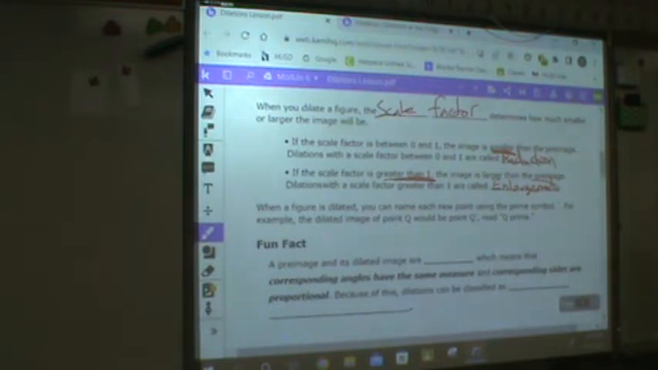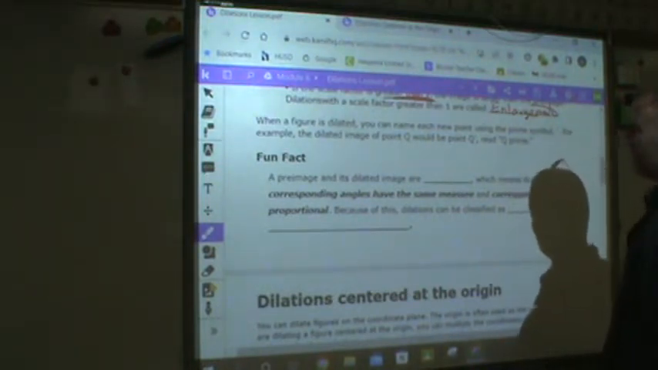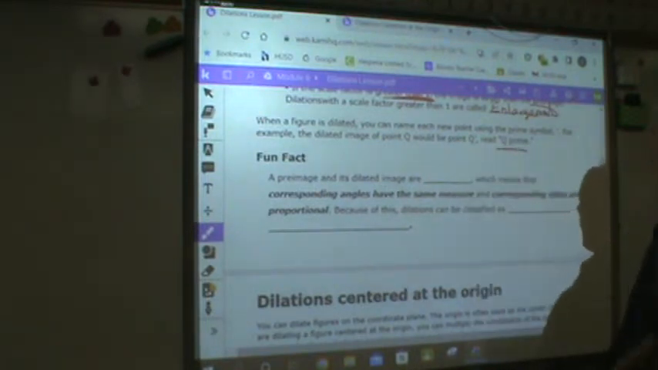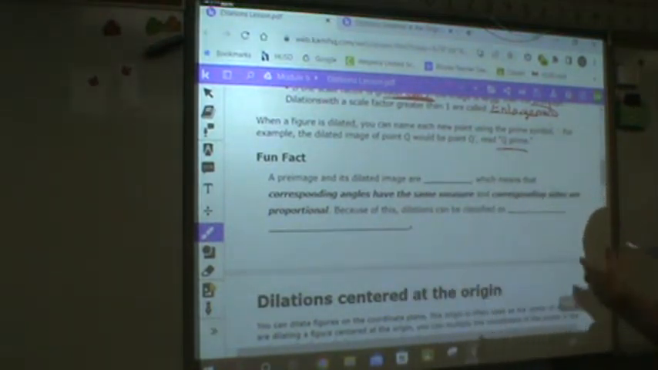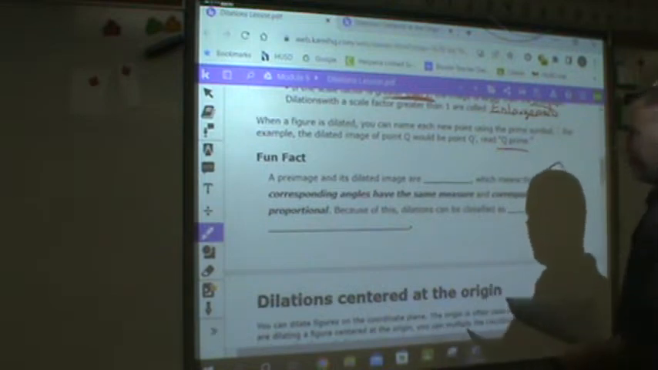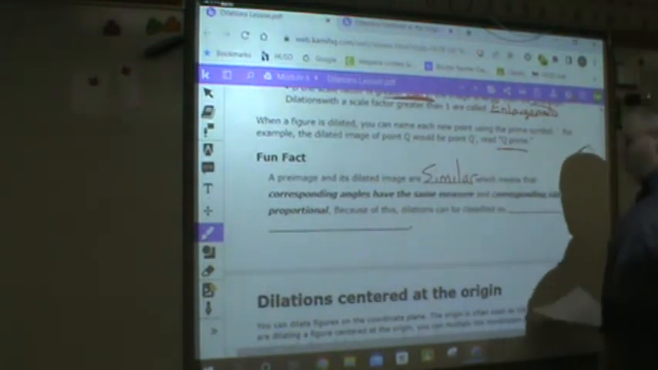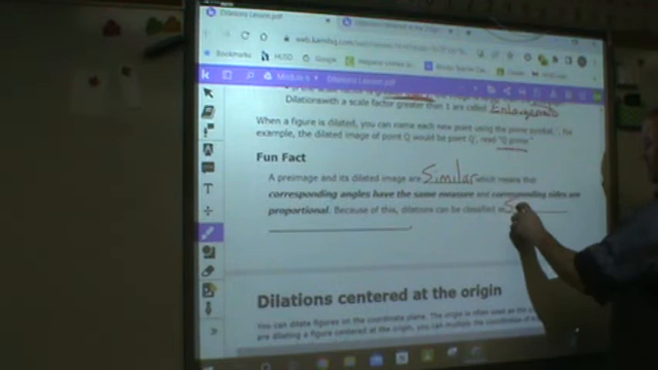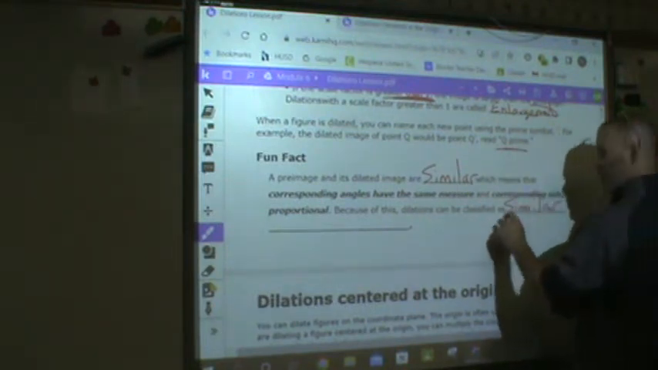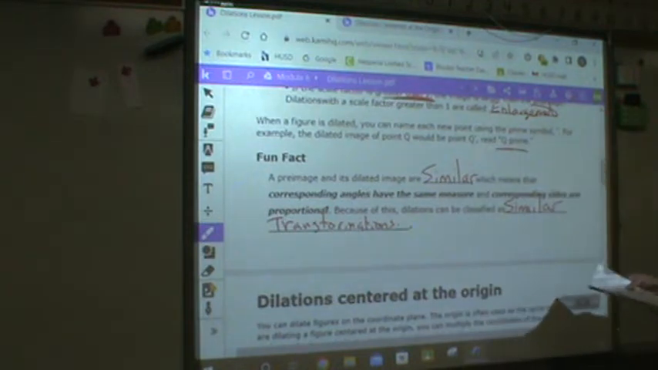When a figure is dilated, you can name each point using a prime symbol, with an apostrophe essentially. For example, the dilated image of point Q would be Q prime. Why is that? We have to distinguish between points. If you're talking about the same figure, same letter in both points, which one's first, which one's second? The prime notation tells me that. Fun fact: a pre-image and its dilated image are similar, which means that corresponding angles have the same measure and corresponding sides are proportional. Because of this, dilations can be classified as similar transformations.